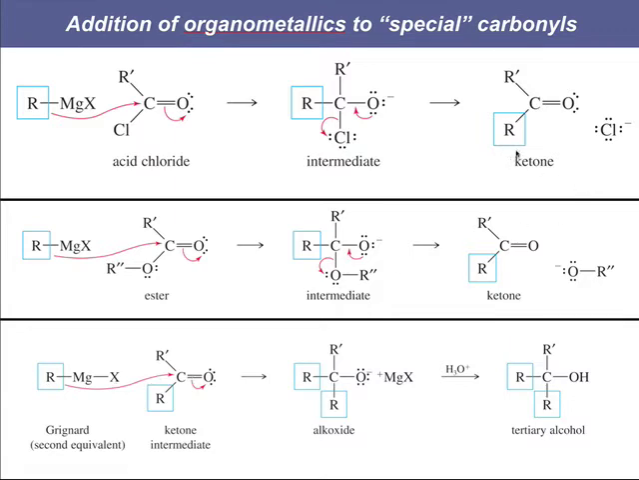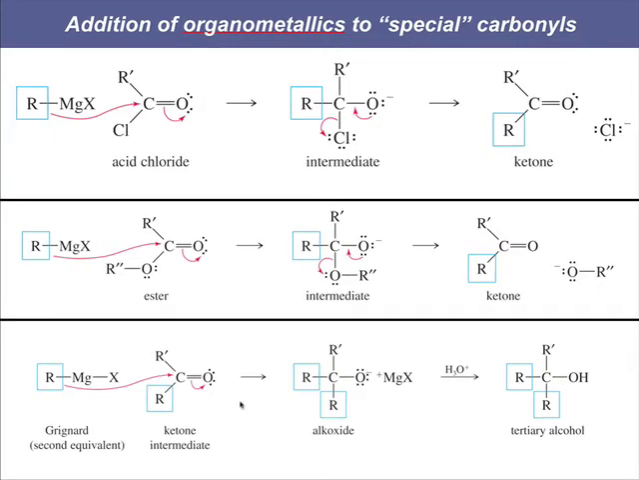Ketones are susceptible to attack by a nucleophile. So our Grignard will add to the ketone, kicking the electrons back up. Now we've got two of our R groups added from our two equivalents of Grignard. And at the end, we just add a little bit of acidified water and we get our alcohol. So don't forget that. Keep that in mind.